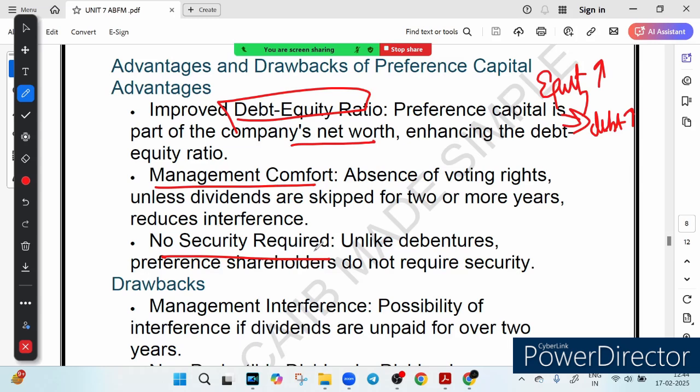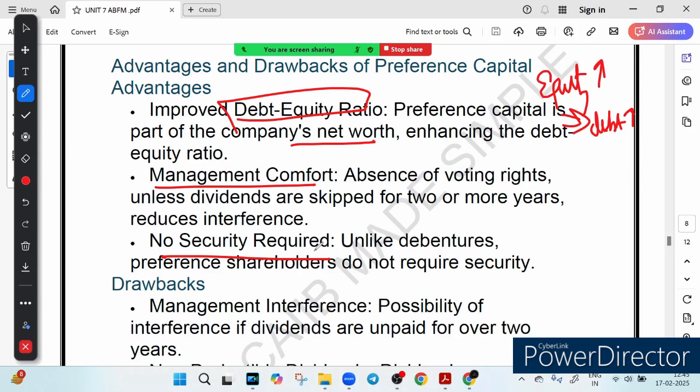So final thought, should companies use preference capital? Preference capital is like a low risk alternative to the loan, offering stability without risking ownership. But remember, it's not tax friendly, and dividend can't be avoided forever. So the company needs to find the right balance between equity, debt and preference capital for sustainable growth.